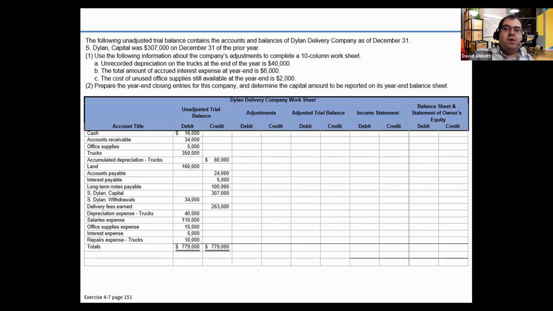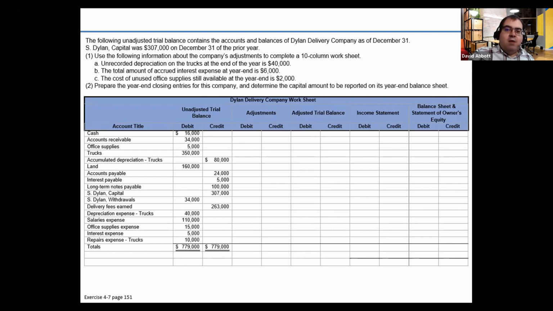So the following unadjusted trial balance contains the accounts and balances of Dillon Delivery Company as of December 31st. S. Dillon Capital was $307,000 on December 31st of the prior year. So use the following information about the company's adjustments to complete the 10-column worksheet.